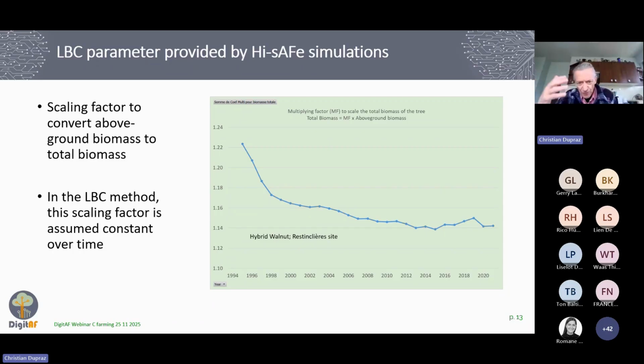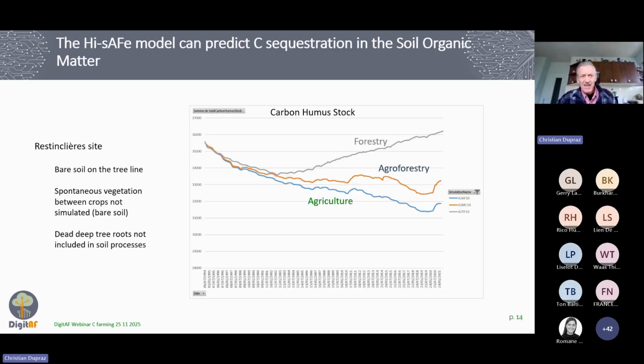And you see that for young trees, it's quite high, above 1.2. And for mature trees, it's lower, around 1.1. So that's important because it improves a lot the prediction of carbon storage. But the WE model also is important to predict the carbon sequestration in the soil organic matter. And those are predictions of the carbon stored in the humus stock in our soils for agriculture, forestry, and agroforestry.